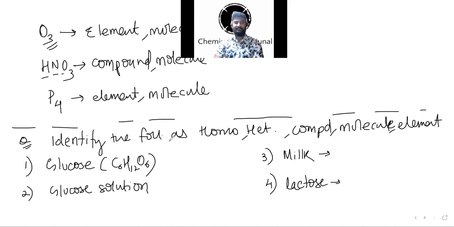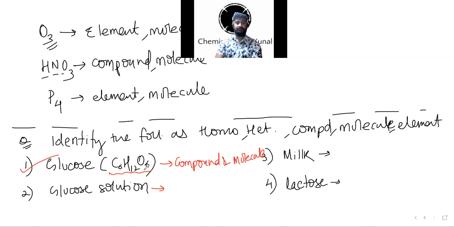Okay, let's solve it now. So glucose, is it made up of 2 or more atoms? Yes, it's made up of 2 or more atoms, right? Is it a homogeneous mixture? Of course, no. Can it be a heterogeneous mixture? It's not a mixture. Is it a compound? Yes. Is it also a molecule? Yes, it's a compound as well as a molecule.